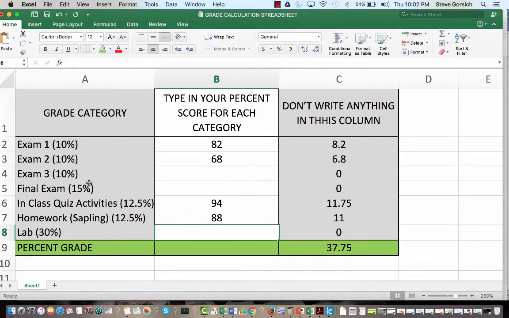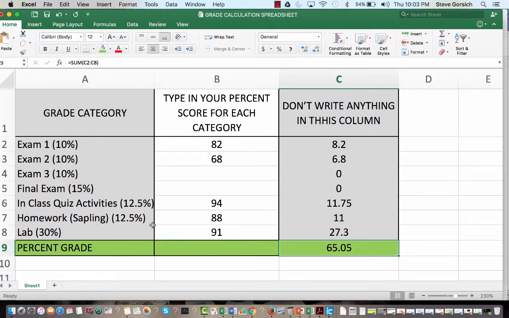Now lab, which is worth 30% of your grade, let's say the student has done fairly well in lab, and they have a 91% in lab. So at first look, this student might think that they have a 65% in the class right now, but that's not the case, because we still haven't accounted for the exam 3 or the final.